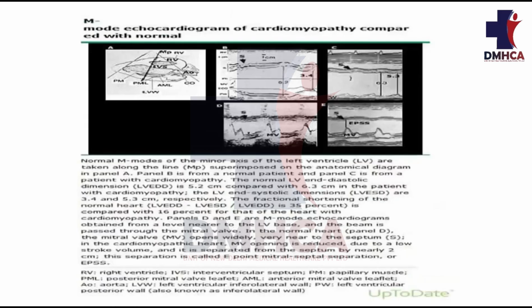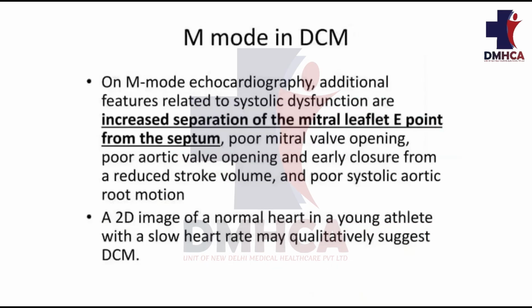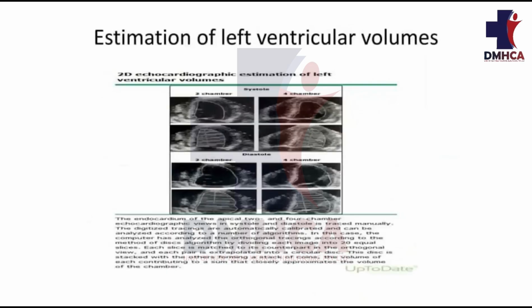M-mode echocardiography, which we have already discussed, the LV dimensions are more than 6 here. So LV dimension 6.2, 6.3. EPSS is very high. EPSS is very, very important in LV dysfunction and ejection fraction. So M-mode shows increased separation of the mitral leaflet E point from the septum. So the EPSS is very important in M-mode also.